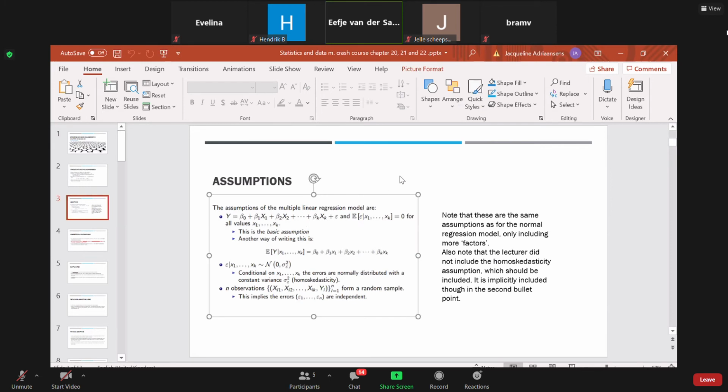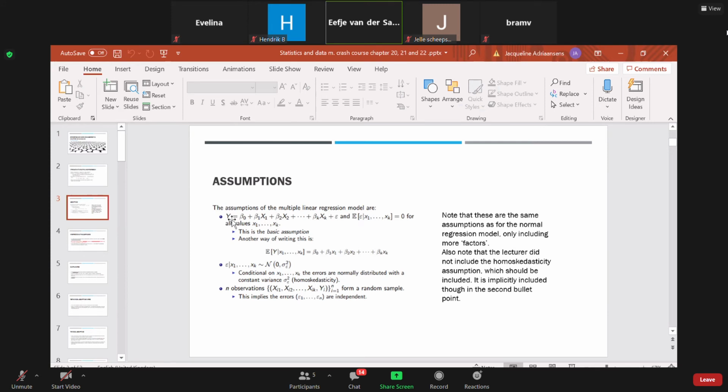So the assumptions of the multiple linear regression model are the same. So that's easy to remember. If you know the assumptions for a simple regression model, you also know them for multiple linear regression.